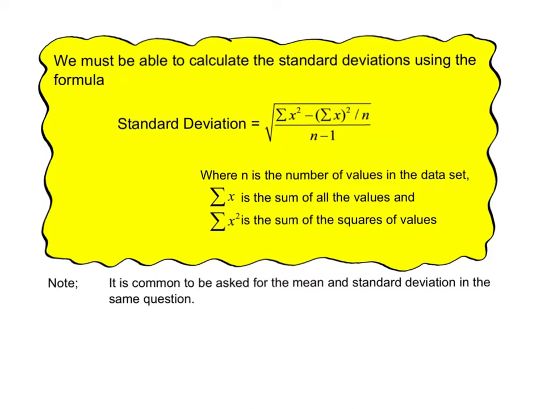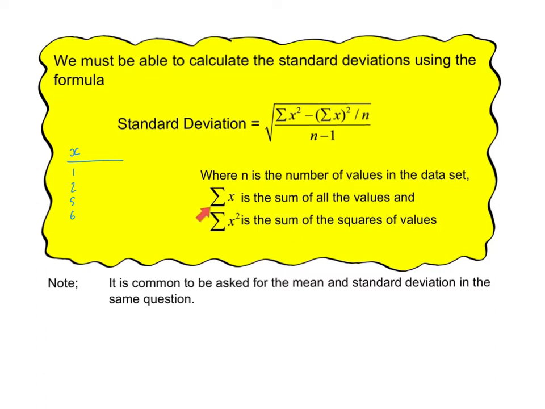So, for instance, let's make up a quick data set. We'll call our data set x, and it'll have values 1, 2, 5, 6 in it. So in this case, n is the number of values in the data set. This data set has 1, 2, 3, 4 values. So in this formula, n would simply be 4.